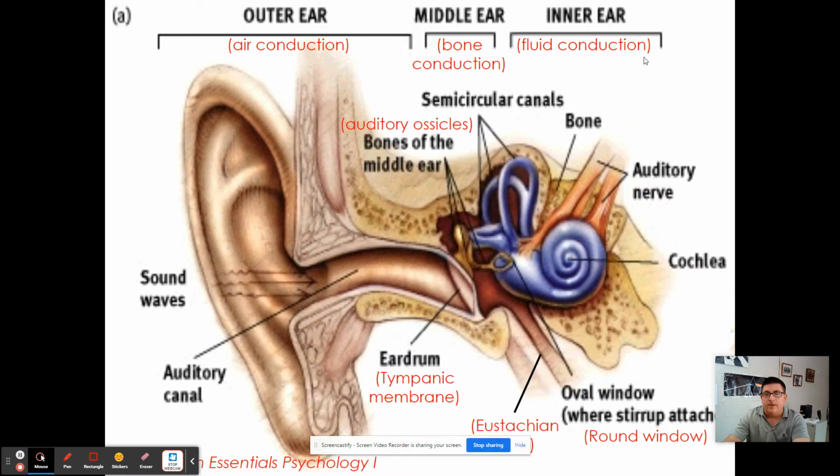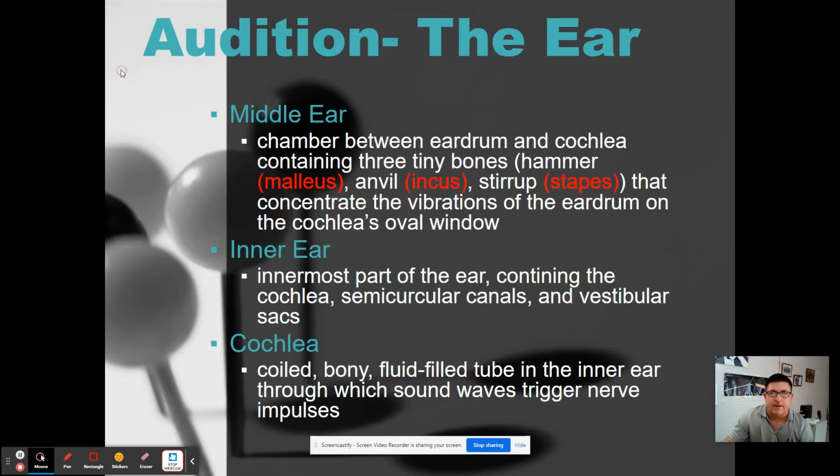Outer ear, middle ear is the general construction. Take a look at this chart when you get a chance. It'll go into more support of what I'm about to talk about here.